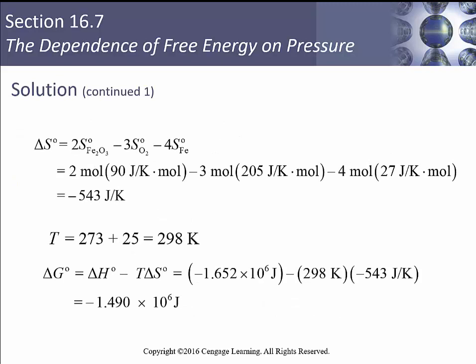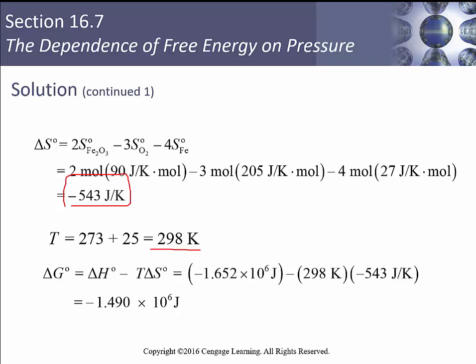Our delta S, we're going to do the same, adding up the sum of our standard state entropies of our products minus our standard state entropies for our reactants. So we're going to do 2 moles times 90 minus 3 moles times 205 minus 4 moles times 227, and we end up with negative 543 joules per Kelvin. Our temperature, we're going to convert that into Kelvin, because we're always going to need to do this in Kelvin.